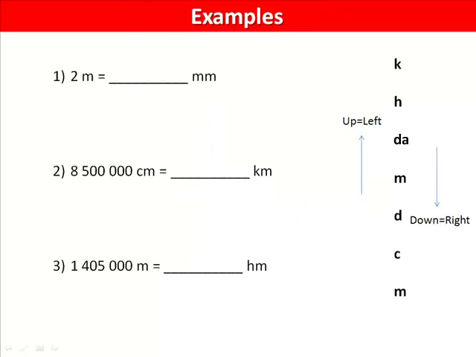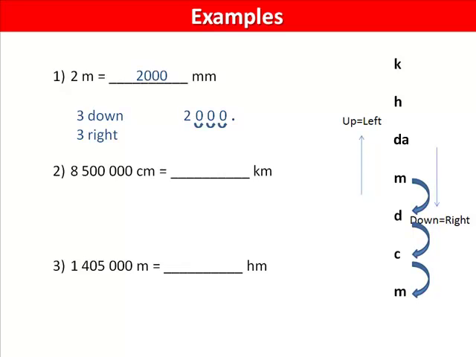Let's try some examples. In example 1, we are going from meters to millimeters, so 3 levels down the chart. This means move the decimal 3 to the right. The decimal is right after the 2, so 3 to the right would leave 3 empty loops. Fill them in with zeros to get 2,000.